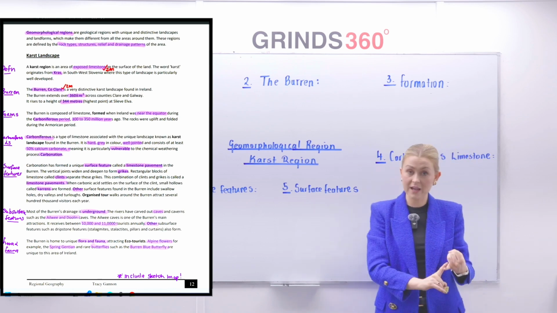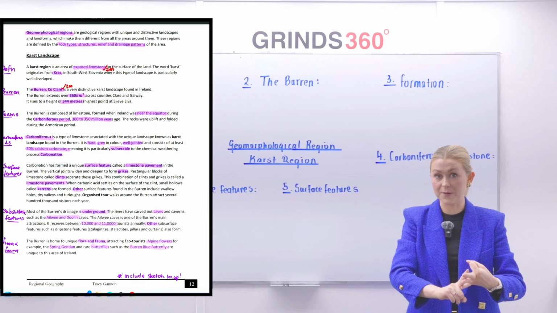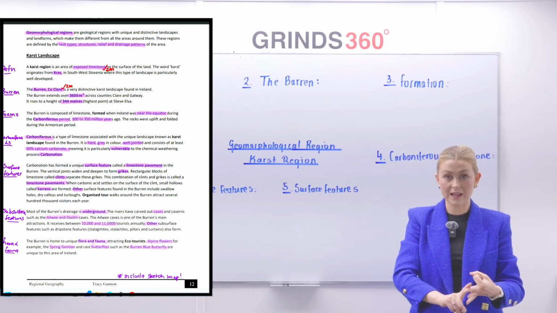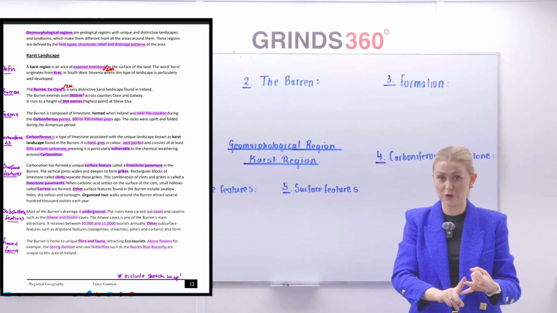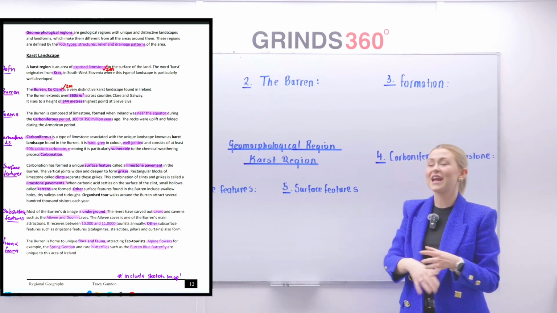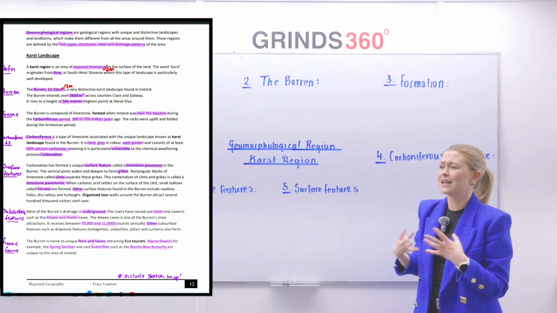So there we have the Burren, County Clare. We have its height and its area. Its area, 360 kilometres squared, Galway and Clare. Its height, 344 metres. Highest point at Slieve Elva. Continuing there, we're on to its formation, number 3. How is it actually formed?